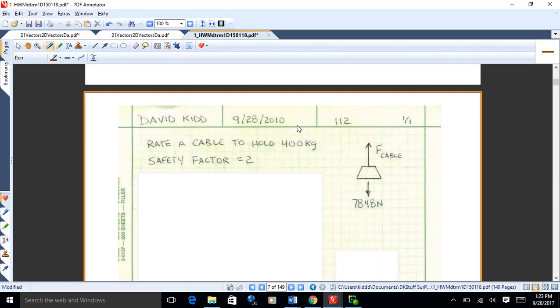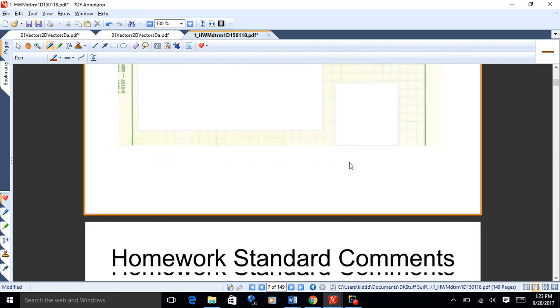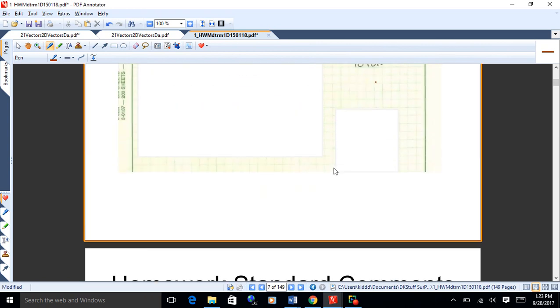So when you do this, you want to have your name, the date, problem number, page number. I paraphrase the problem statement. I don't waste time copying it all down. I just paraphrase it. And then I have a little sketch, okay? And then I just show the work here, and I'll box in the answer over here, or answers, I might say on that one, because you've got a couple to do.